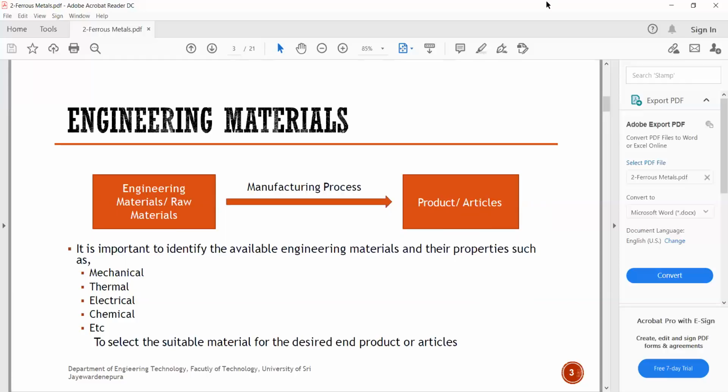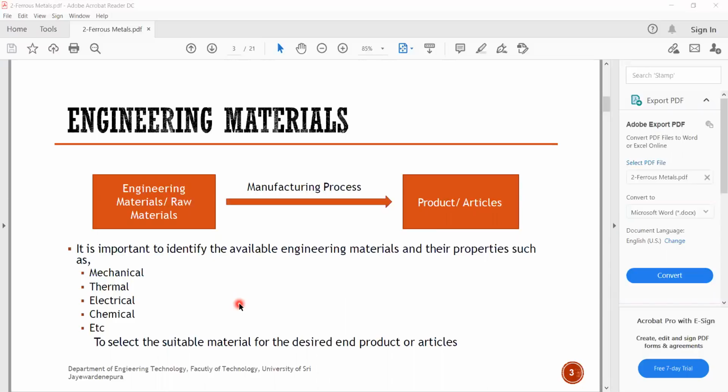So this process is called the manufacturing process. Normally the manufacturing process is held in between the raw materials and the final product. There are different types of process available. Using these processes, you are converting this raw material into your product or the final thing, right?